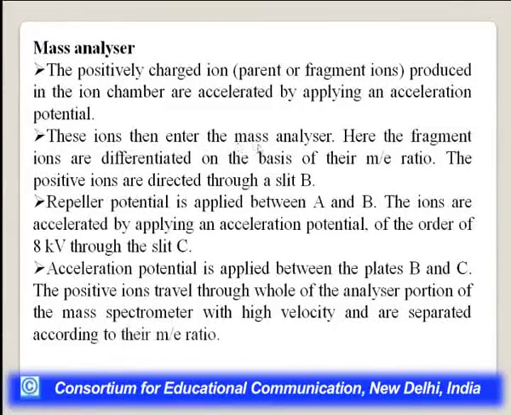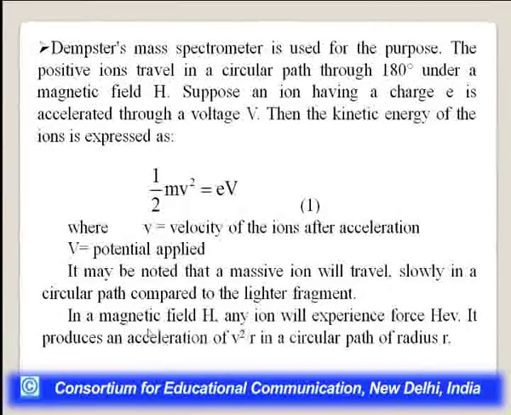These ions then enter the mass analyzer. Here the fragments are differentiated according to their mass to charge ratio. The positive ions are directed through a slit B. I have shown you, the repeller potential is applied between points A and B, and the ions are accelerated by applying an acceleration potential of the order of 8 kilovolts through the slit C. Acceleration potential is applied between plates B and C. The positive ions travel through the whole of the analyzer portion of the mass spectrometer with very high velocity and are separated according to their mass to charge ratio.